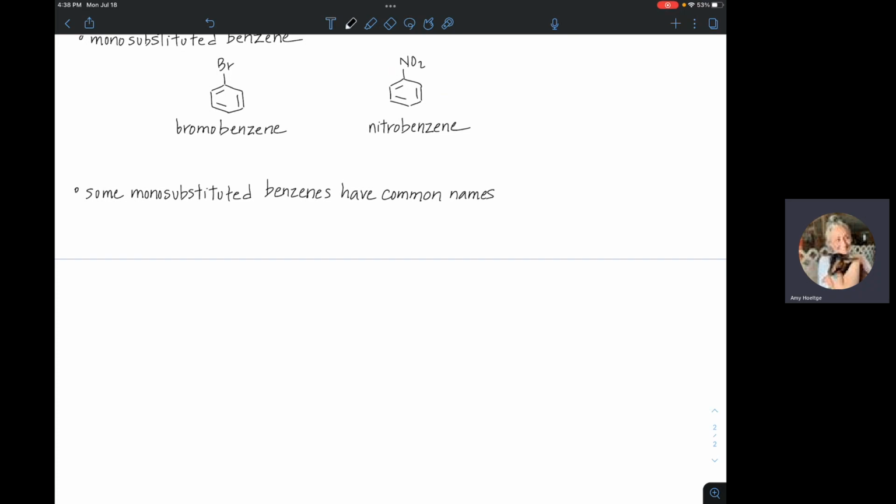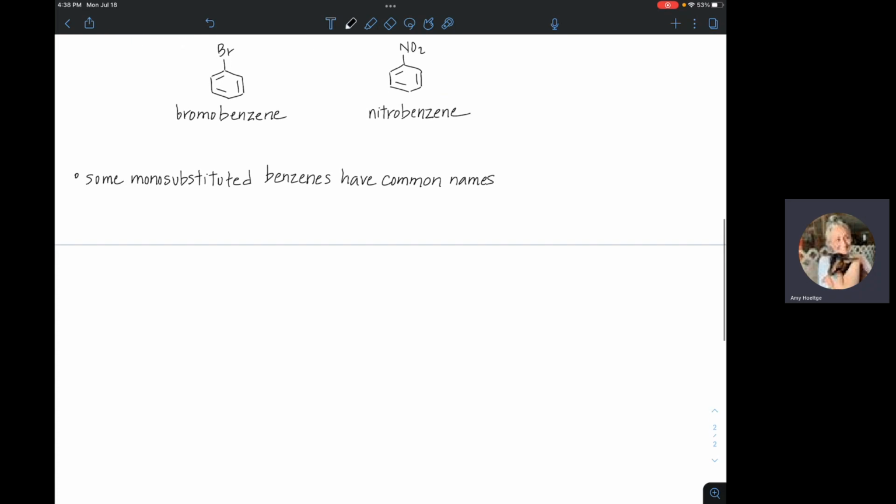And you'll see in a bit when we have more than one substituent on a ring, they'll be named as almost like a little family of compounds. So for example, I could have the amino group attached to a benzene ring. And we refer to this as aniline.